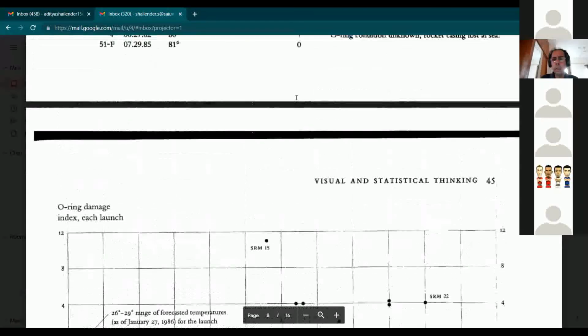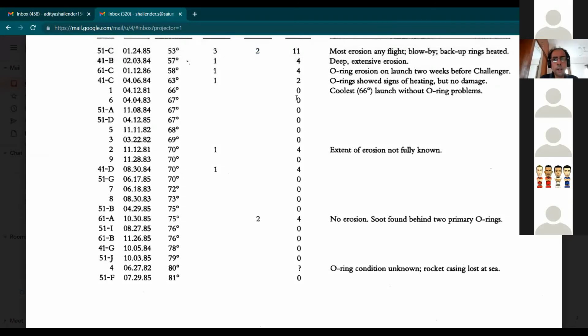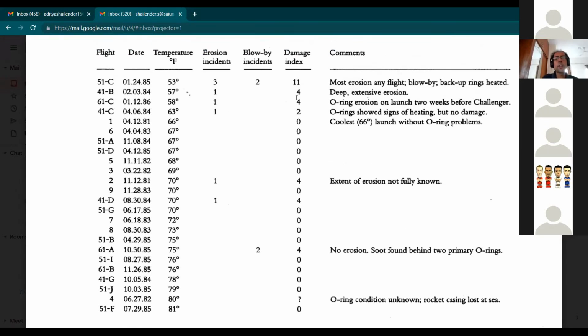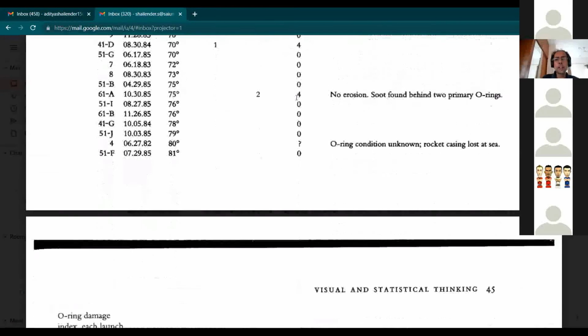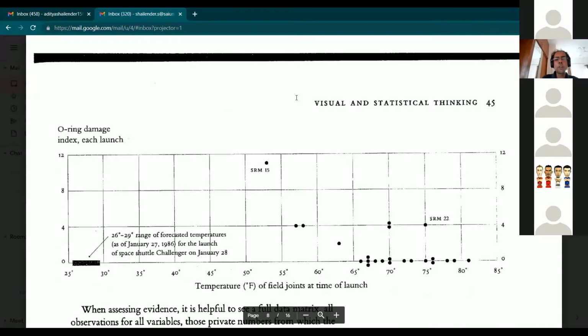Yes, sir. I'm sorry? Sir. So basically, it's just two axes. You've got an x-axis of temperature, which is here, and then a y-axis of the damage index. You just have to plot it on graph paper. And this is what it looks like.